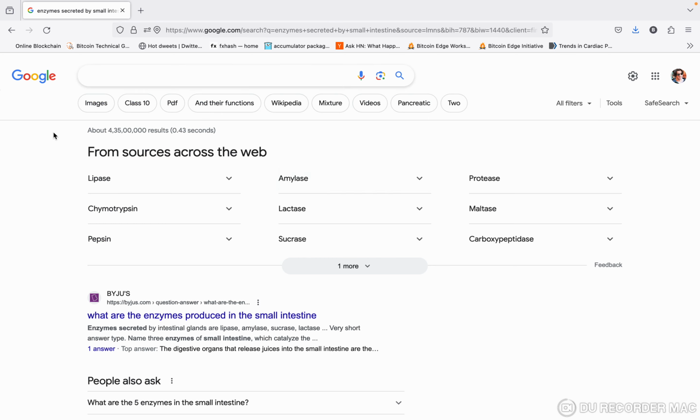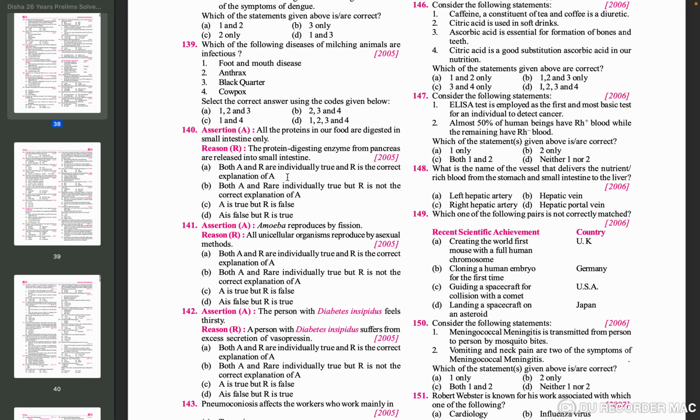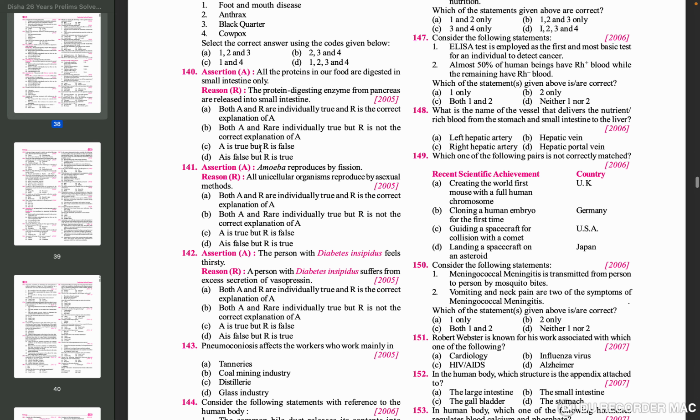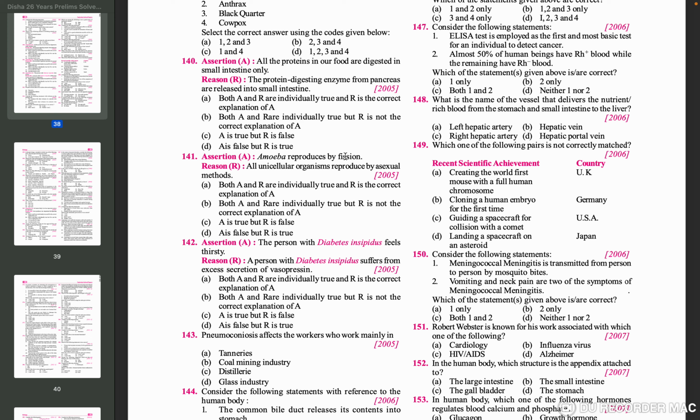Let me check the next question. Amoeba reproduces by fission. Yes, that is correct. All unicellular organisms reproduce by asexual methods. All unicellular, that will not be correct because there must be some unicellular organism that does sexual reproduction. So option C must be true. Let me check.